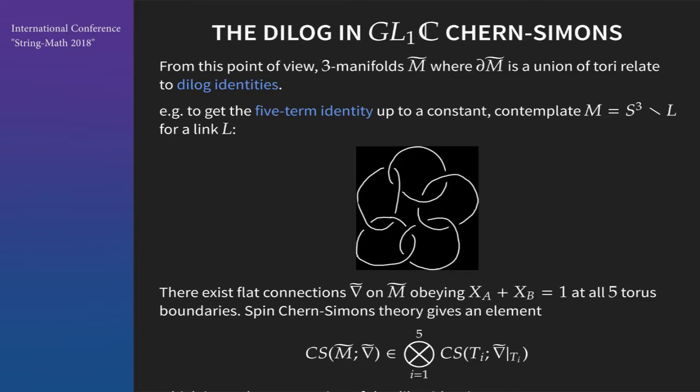And then various properties of the dilogarithm you can reinterpret in this way. For example, the dilogarithm famously obeys a 5-term identity. The 3-manifold way of understanding this 5-term identity is to look at the 3-manifold, which is just the 3-sphere minus this link. I just made a chain of 5 circles here. Now the non-trivial thing, which you can check, is that there exist flat GL1C connections on this manifold which obey this condition at all 5 of these torus boundaries. And so if you evaluate the Chern-Simons theory on one of those flat connections, it produces for you an element in the tensor product of these 5 lines.